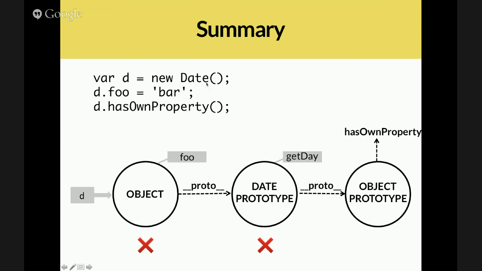So whenever you create a date, you create an object like this whose proto points to the date prototype object, but the date prototype object already has its proto pointing to the object prototype object, which has hasOwnProperty, toString, and those kind of methods. So that's the summary.